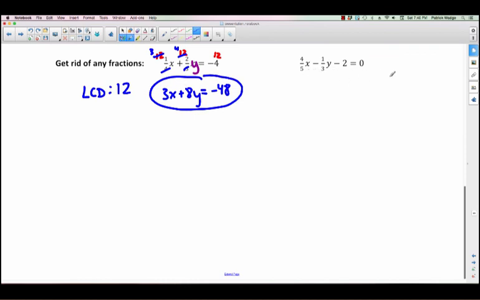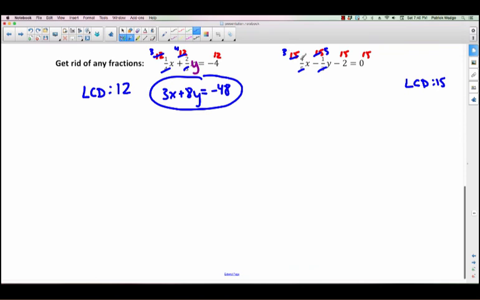What's the lowest common denominator of 5 and 3? Lowest common denominator is 15. So we're going to multiply this by 15, this by 15, this by 15, and this by 15. You've got to get rid of these denominators. 15 and 5. If you go 15 divided by 5, you get 3. If you go 15 divided by 3, you get 5. And there's nothing else to cancel here.